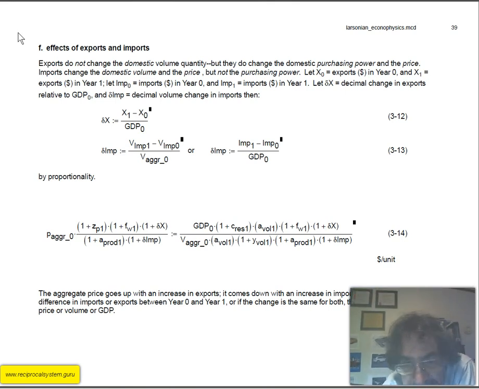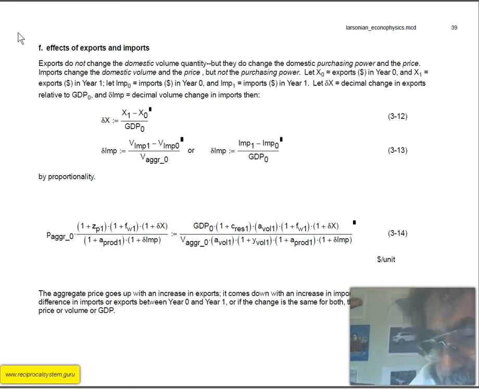This is the dollars per unit. I'm not going to read this off. You can see it on the screen very clearly. It has all the factors we have so far. But I do want you to take a look at the ratio of the change in exports to change in imports. The aggregate price goes up with an increase in exports. It comes down with an increase in imports.